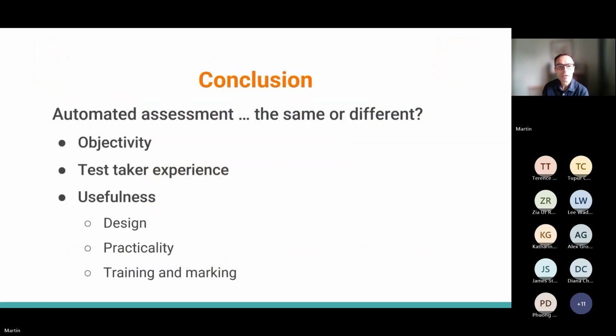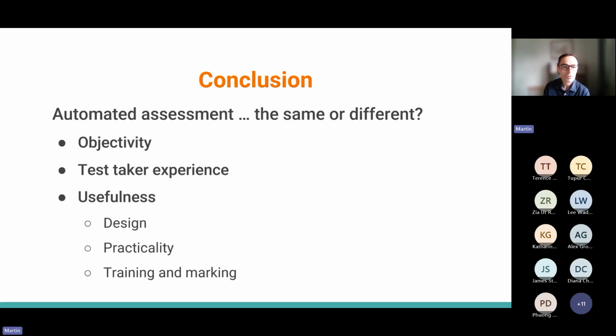And the last thing I wanted to say here was, I said there that the reliability and the accuracy of the test is the same as with human markers. So in many ways you couldn't tell the difference when you looked at the accuracy of the results. But does that mean that an automated test is actually the same as a test that's been marked by humans? I think there are some interesting differences.